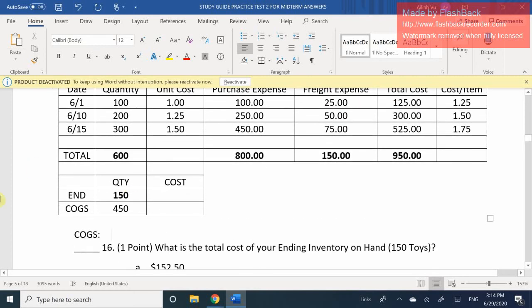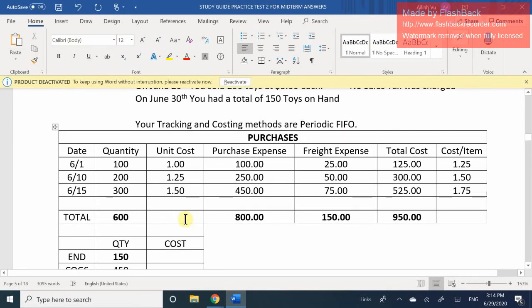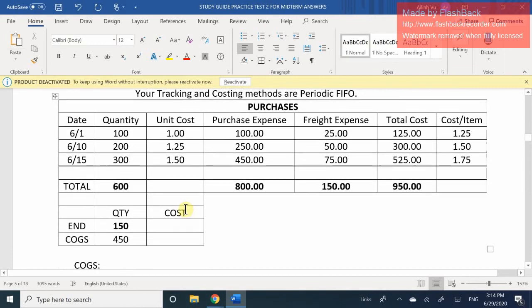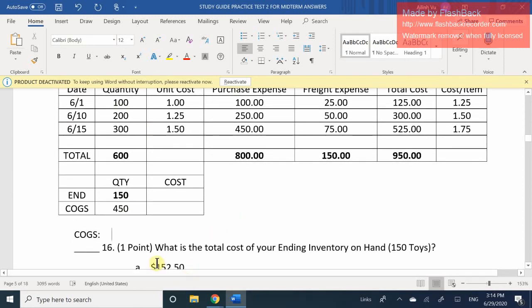Okay, so let's go ahead and solve this. So let's do cost of goods sold then. We understand that we have what kind of costing method? FIFO. So do we go from top to bottom or bottom to top? Top to bottom. Okay, so we need to get to 450. So what do we need to do? Take out the first two, the 100 and the 200, is 300. And then another 150 out of the 300.